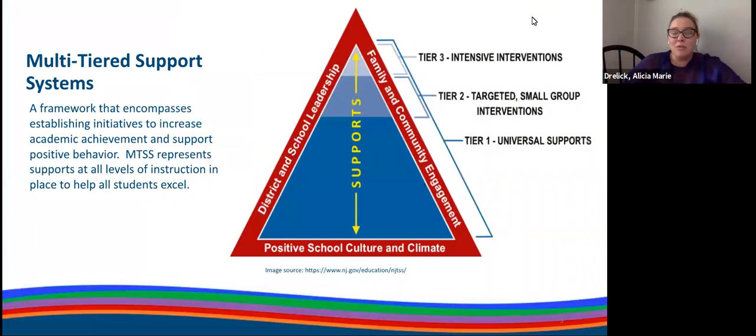So we're going to begin with an overview of multi-tiered support systems. Oftentimes this is confused with response to intervention, but when we're talking about multi-tiered support systems, we're really talking about supporting the whole child as well as the entire school community. So when we think of multi-tiered supports, we're thinking not just academics, but also behavioral supports and community and family engagement. The ultimate goal is to create a positive school culture and climate that engages effective learning. Throughout the presentation, we'll talk about the various tiers of support and how you in your classroom can implement a multi-tiered system.